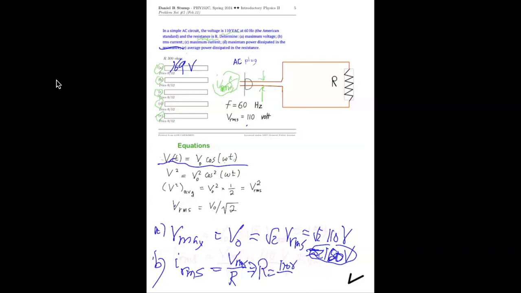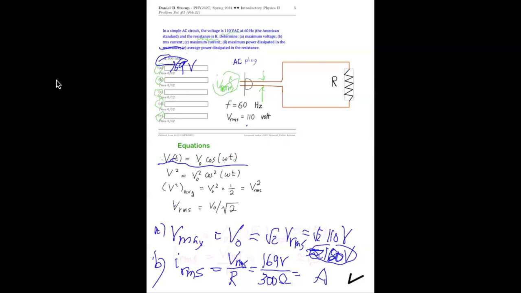Oh no, I already know R. Sorry. It's this 169 volts divided by R. And here it tells me the value of R, 300 ohms. The unit is volts divided by ohms. And the number is 169 divided by 300.